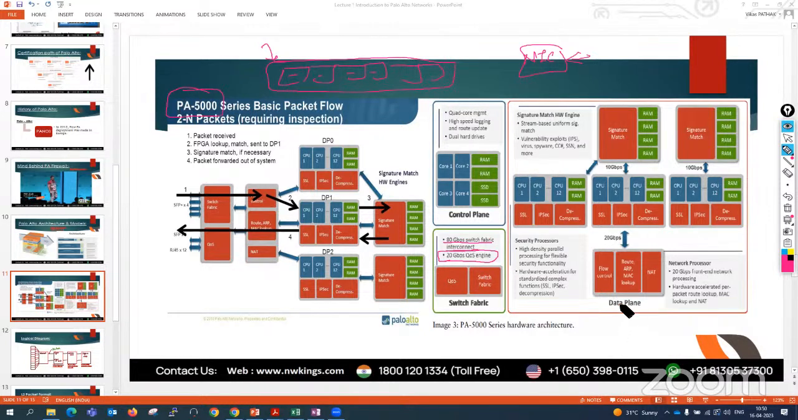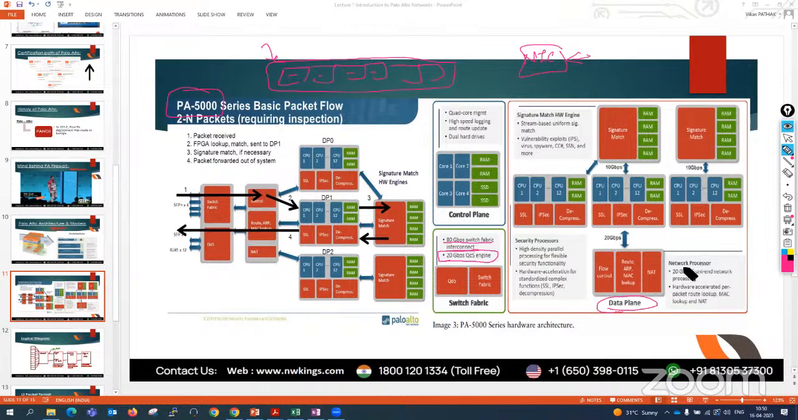Now we are running out of time, so let us complete this particular diagram. You will have a very good understanding of Palo Alto from this diagram. So now let's come to the data plane. In the data plane, you can see that.